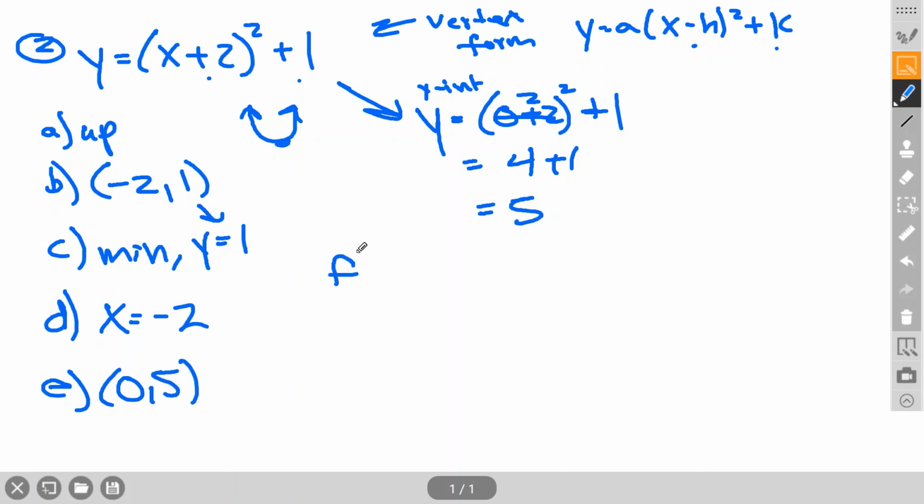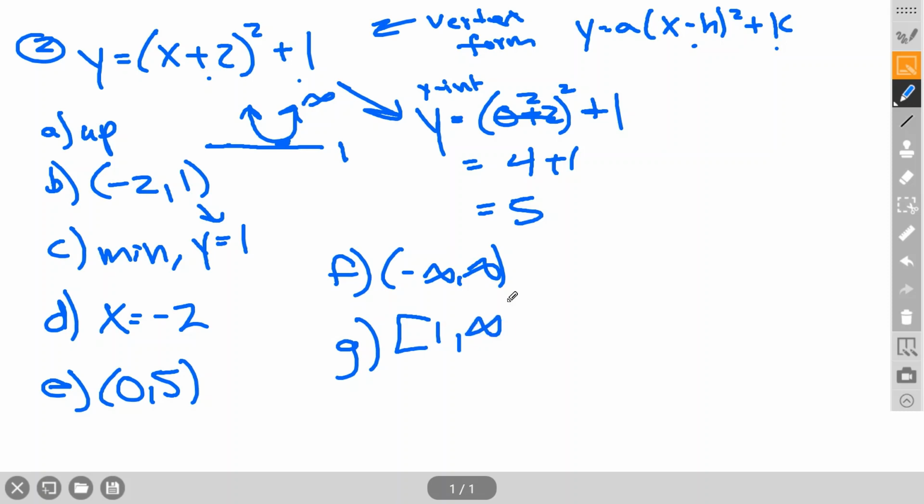F, give the domain. Domain is always the same, negative infinity to infinity. G, give the range. Well, the range in this case, if we look at my little sketch over here, the lowest point is 1 and the highest point is infinity. So the range is from 1 to infinity. H, you can just refer to the graph on the answer key because that did not work for me last time when I tried to graph it. So you can refer to the graph on the answer key.